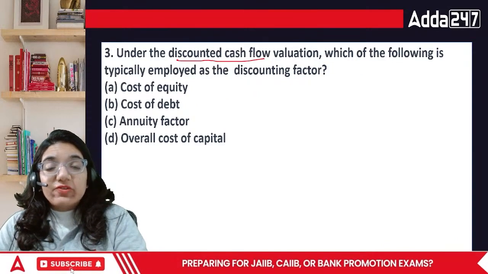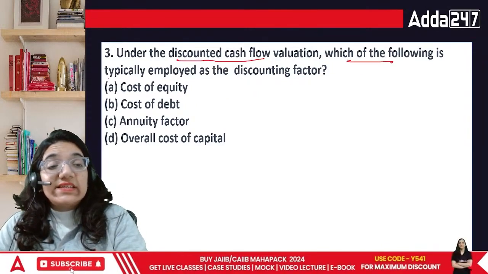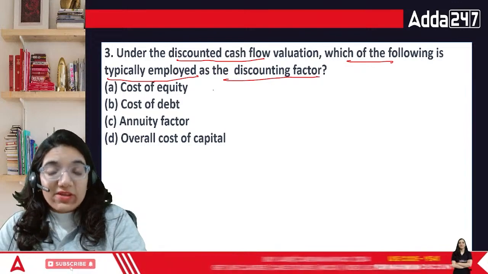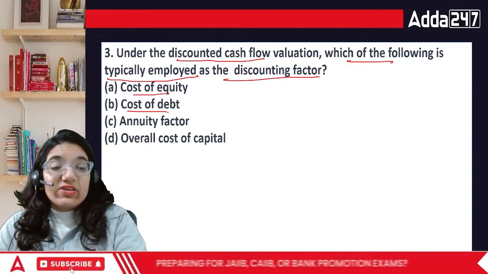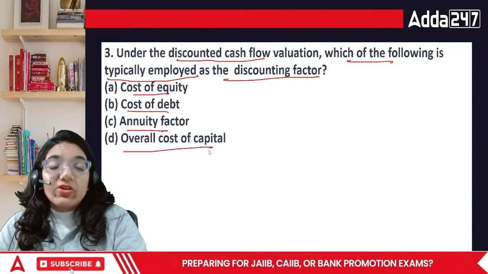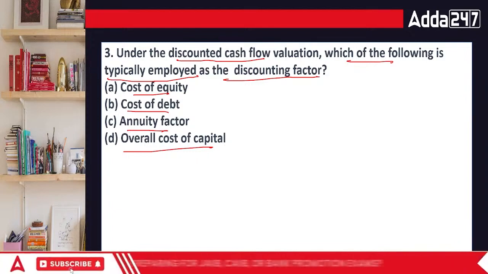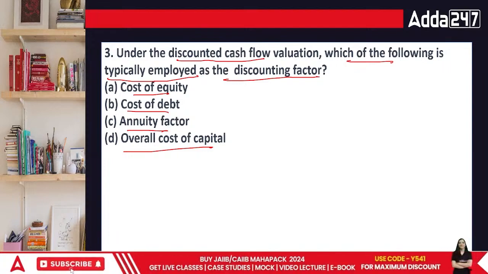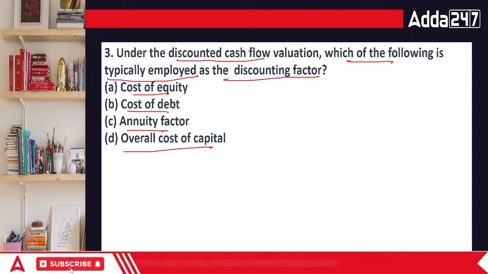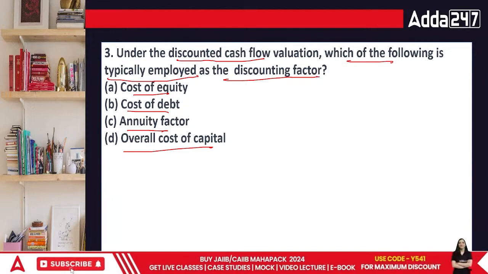Under the discounted cash flow valuation, which of the following is typically employed as a discounting factor, everyone? Cost of equity, cost of debt, annuity factor, or overall cost of capital. What's going to be the answer? Under the discounted cash flow valuation, everyone? Under the cash flow valuation, what is it that will be coming there?